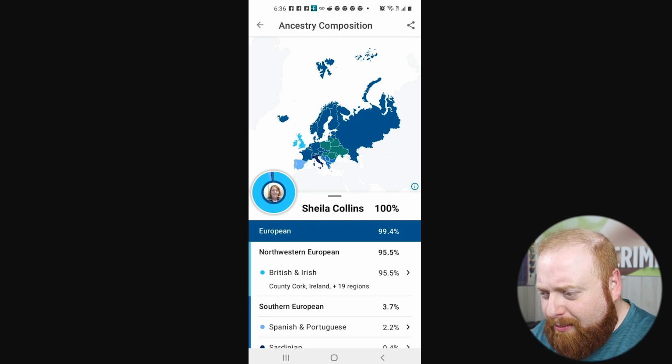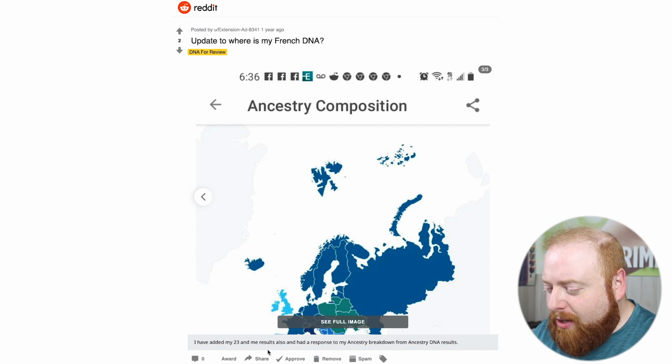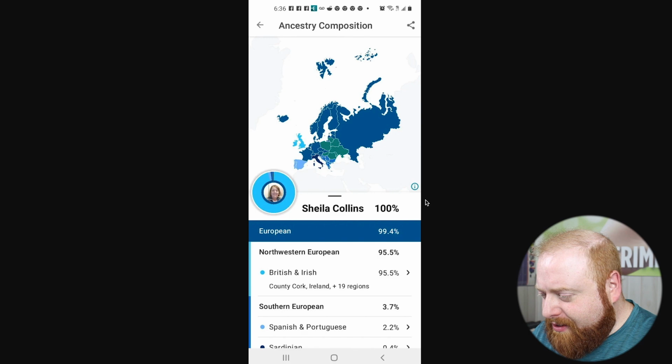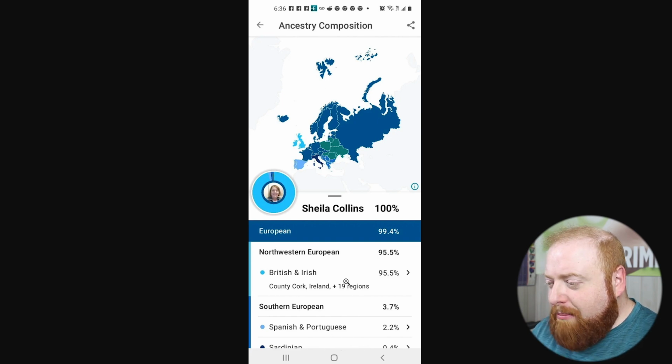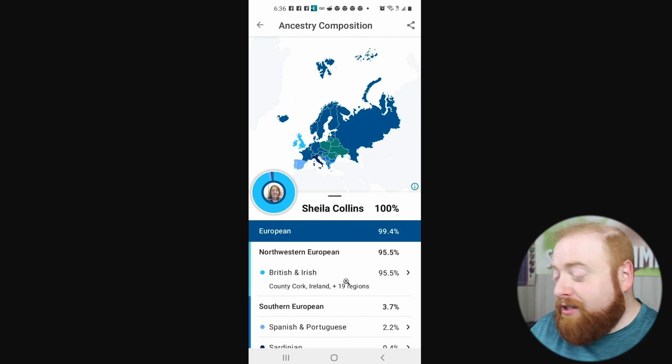Is this 23andMe or MyHeritage? Which one is this? Oh, she even says, I've added my 23andMe results also and had a response to my Ancestry breakdown. So there is a bit more. There's not a whole lot here. So Northwestern Europe, British and Irish, and then connected to County Cork, Ireland, and then Southern European, Spanish, Portuguese, and Sardinian. I'm not quite sure what's going on, why you wouldn't necessarily be getting French. Now, I'm assuming that your question is, why did you not get French?